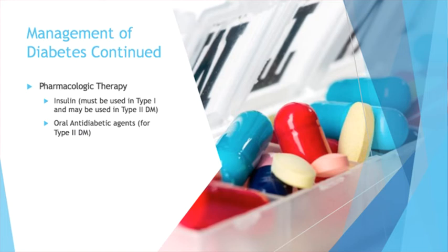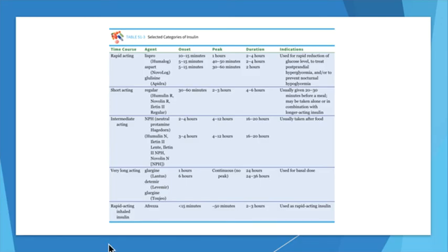I give you a slide here that talks about the different insulins. Again, we are going to talk so much more about this in pharmacology. But just know that there's different types of insulins. There's a rapid acting, short acting, intermediate acting, very long acting, and then there's an inhaled insulin that's rapid acting. I have actually never seen this prescribed before.